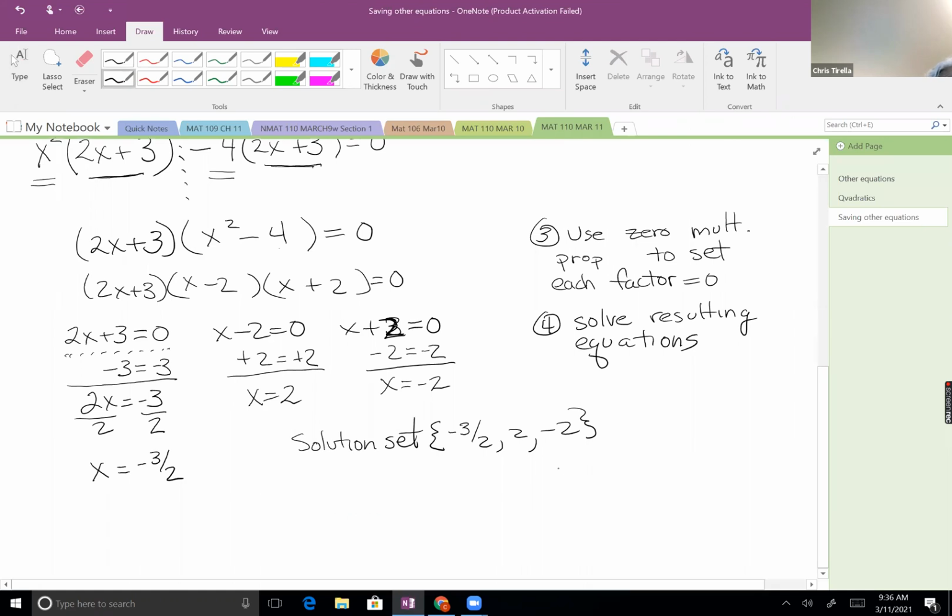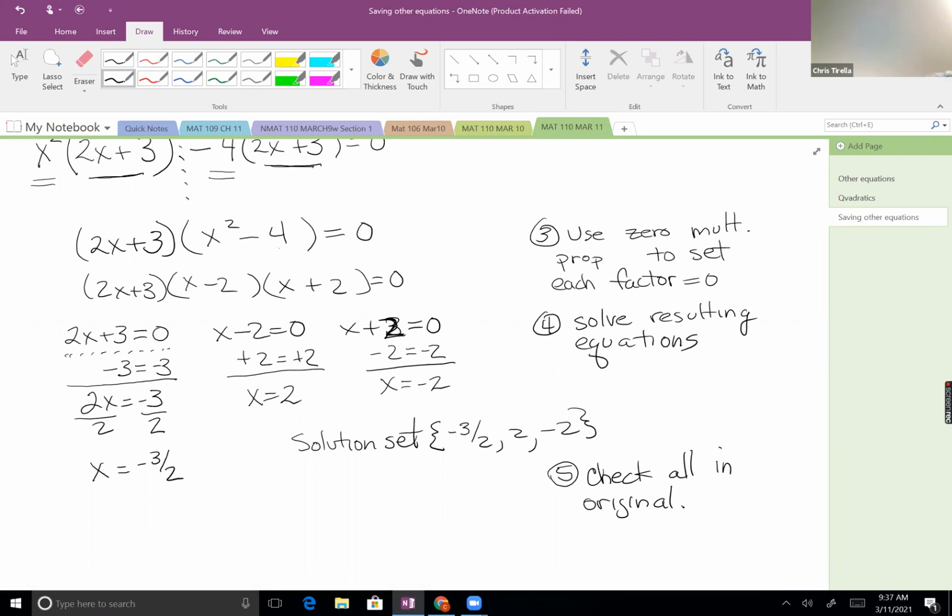Last step would be to, because you want to make sure you're getting them all right before you turn your paper in, check all of them in the original. And usually with solving equations like this, by factoring, all 3 solutions should work. The only possibility where it wouldn't work is if we made a careless mistake somewhere along the line.